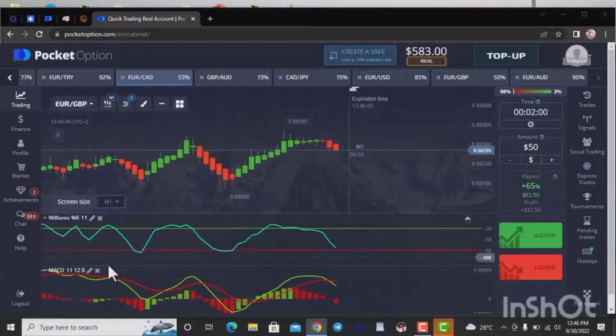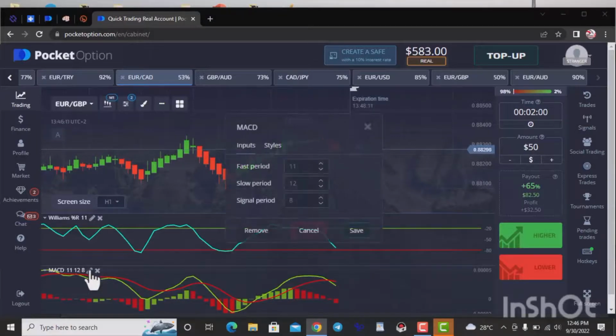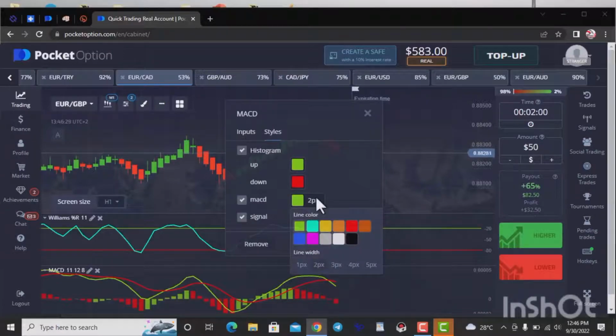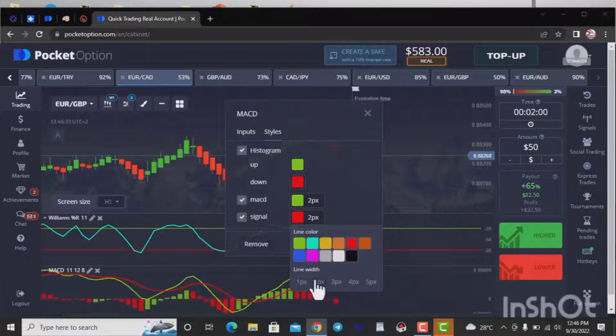Once you save, you come down again to MACD and click on the pen icon. Make sure the first period is on 11, the slow period 12, while the signal period is 8. Then go to styles, make sure you change the line to 2 pixel. Maintain the colors, and make the signal 2 pixel too. Once you are done, click on save.